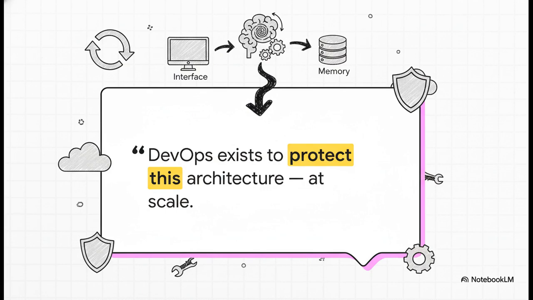And that's really the ultimate takeaway here. The entire culture, all the tools of DevOps exist to support, automate, and protect this fundamental three-tier architecture. It's all about making sure the interface, the brain, and the memory all stay fast, reliable, and secure, no matter how massively huge your application gets.